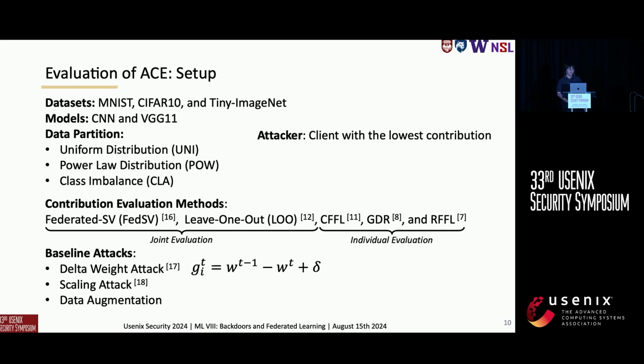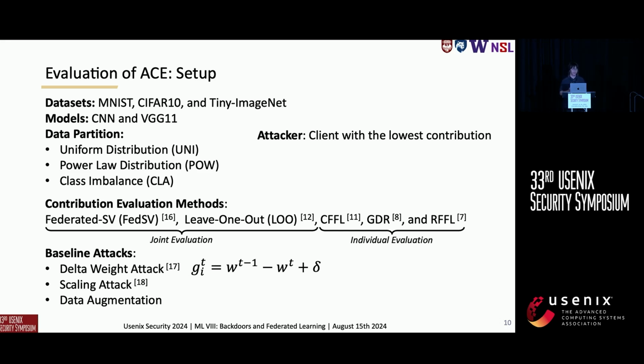Here is the experimental setup for our paper. We conducted experiments to evaluate the effectiveness of ACE using 3 datasets, 2 models, as well as 3 data partitions. The uniform distribution is the independent and identically distributed case, where we have the same data amount and quality across different clients. The power law distribution differs in the amount of data of different clients. And the class imbalance differs in the class labels of different clients.